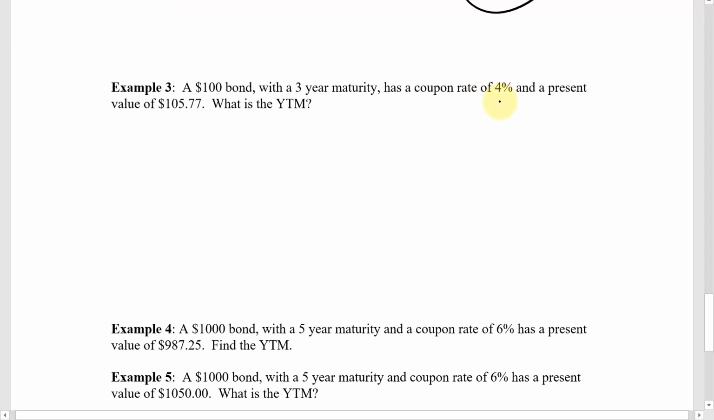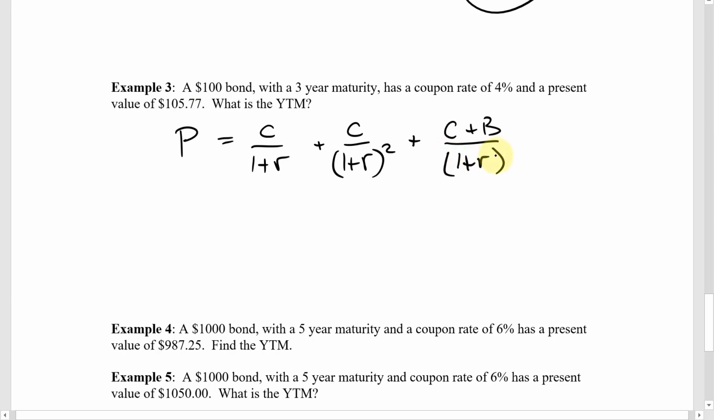So I can actually expect that my yield to maturity will be lower than that coupon rate because I'm paying a premium on the bond, right? So let's set it up again. This is another one that's 3 years. Value of the bond right now is 105.77. The coupon value is $4 because that's 4% of the bond's face value.